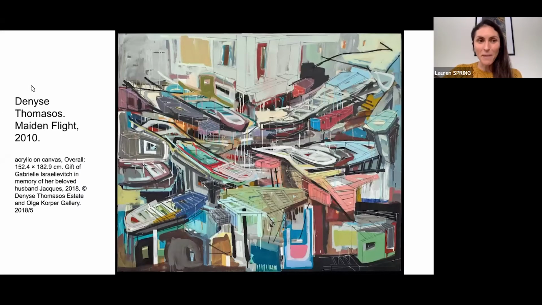Here we go. There's the spelling that someone was looking for. So Denyse Thomasos. And you can see this particular one is called Maiden Flight. And before I share with you some of the things that I've learned about this painting, and that I think you might find interesting about her biography and other background.